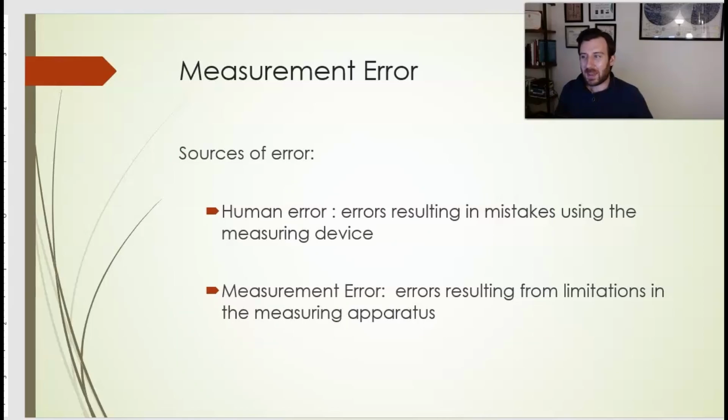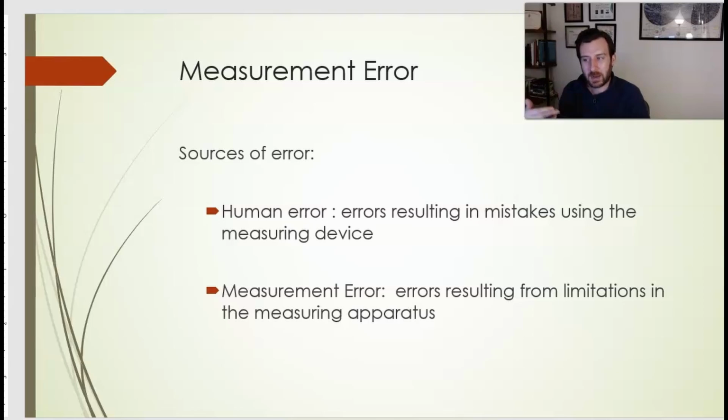So let's talk a little bit about that measurement error. We have sources of error. We have those that the humans introduce. These would be errors that result from making mistakes, right? Like maybe I misread, or I don't set up the instrument correctly. Maybe I communicated incorrectly. So we have human errors.